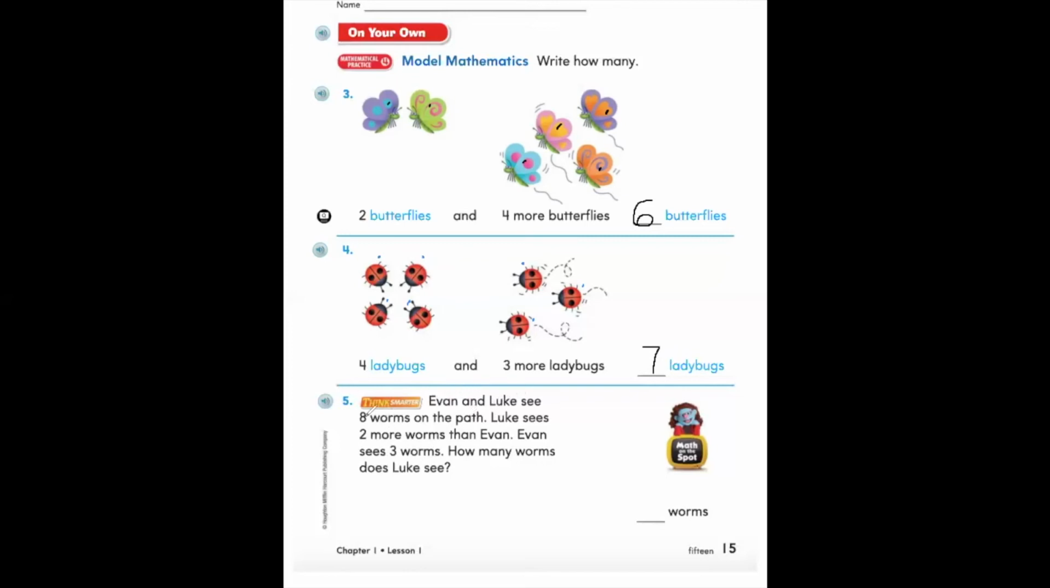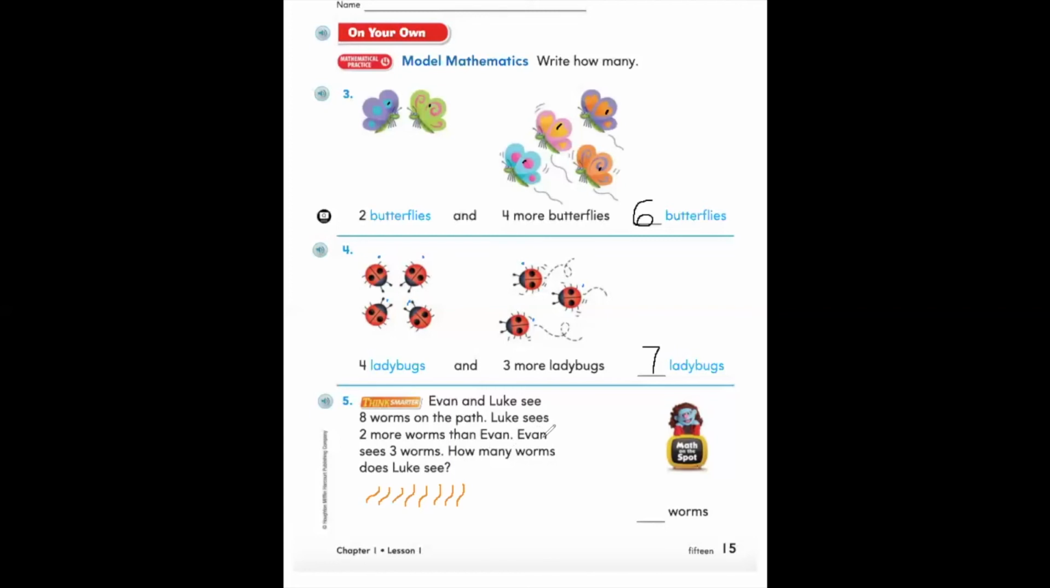Evan and Luke both see 8 worms on the path. So let's go ahead and draw 8 worms. I'm going to use lines, squiggly lines, to represent the worms. So drawing 8 worms, 1, 2, 3, 4, 5, 6, 7, 8. So these are the worms that both Evan and Luke see on the path. They see 8 worms. Luke sees 2 more worms than Evan. Evan sees 3 worms. So let's pause right here.